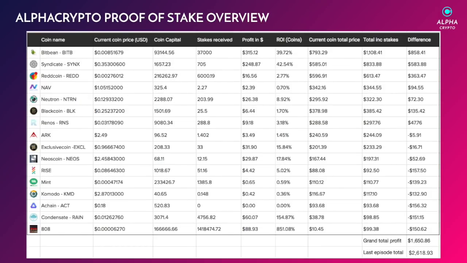So let's have a look at the proof of stake overview, and as you can see the bear market has really got us this time, and you can see our grand total profits is 1,650. Last episode was 2,618. We've lost around $1,000, and as you can see from the bottom, from 808 all the way up until ARC, I've made deficit on nearly all the coins. Actually, more than half the coins I've made deficit on.